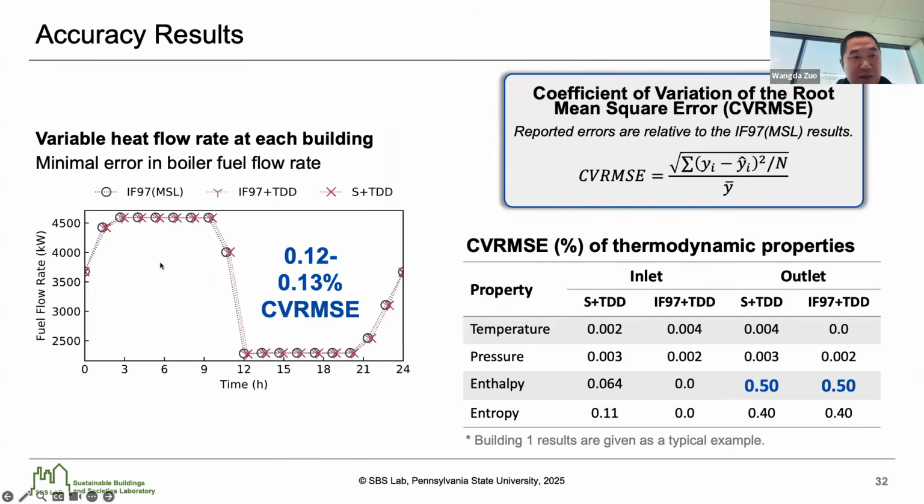Then when you compare the accuracy, we found that the simplified model actually gets very good results compared to the high fidelity model. So the IF97 we consider is really the reference, right? So the new model works very well. And looking at the error, it is really less than 0.5%, which will really meet our goal of accuracy.